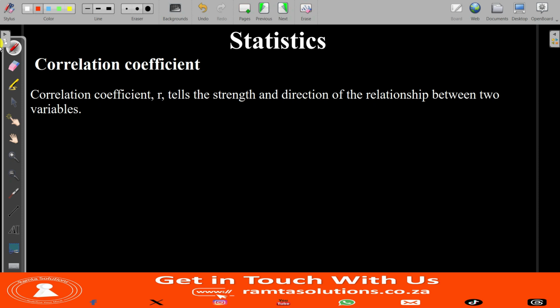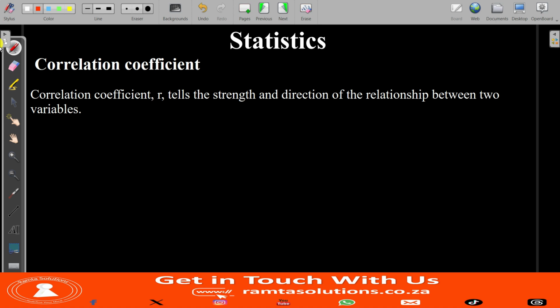So, in the previous video, when we were doing curve fitting, we were talking about how a scatter plot or the data set would show a strong positive linear correlation and so on. Right now, we are going to give you a numerical answer to that relationship.